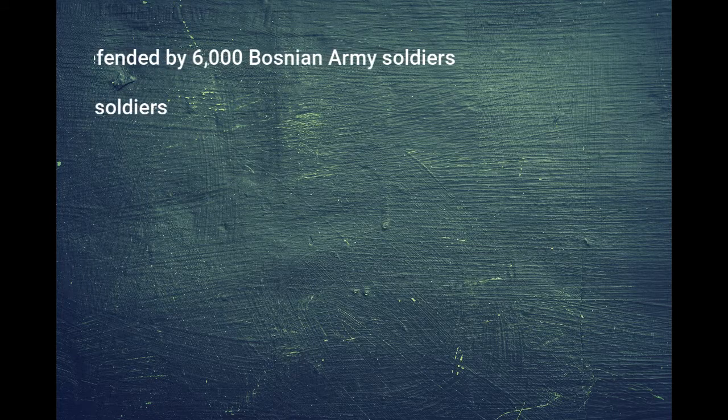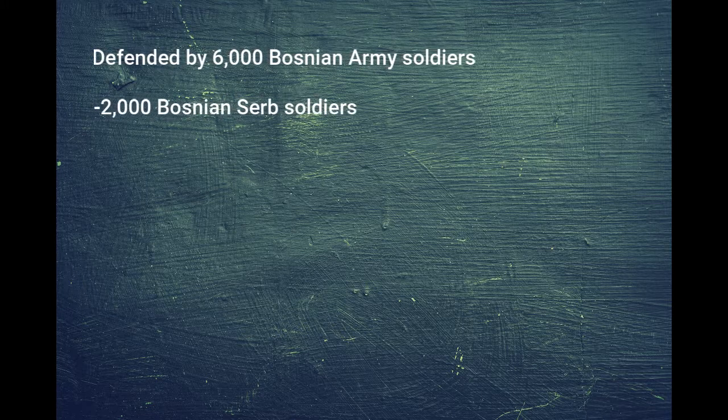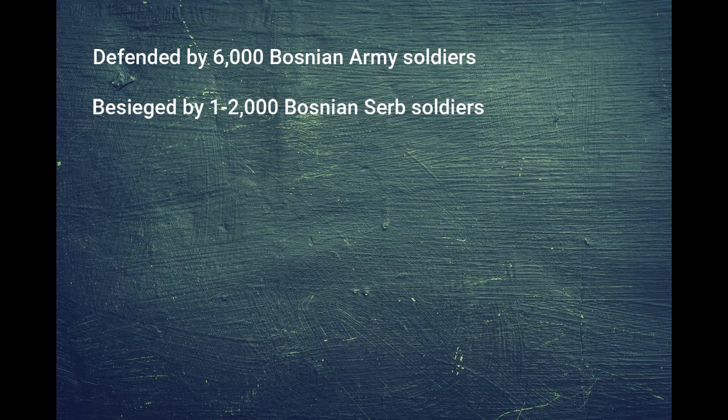Srebrenica also had approximately 6,000 Bosnian soldiers from the Bosnian army defending it, but it was also surrounded and besieged by about 1,000 to 2,000 soldiers from the Bosnian Serb army who had cut off the majority of supply lines into the town. Now, the Serb army was armed with heavy artillery and tanks, which left the defenders really unable to break out of their confinement. The humanitarian situation was dire, with the lack of food and supplies reaching the town, even with UN supplies attempting to get in.